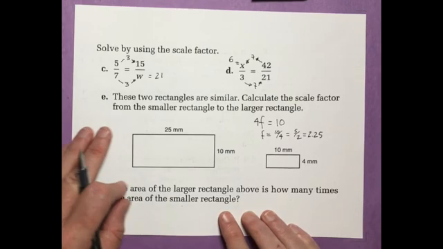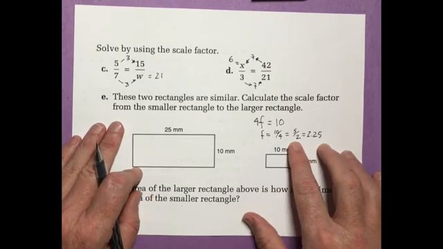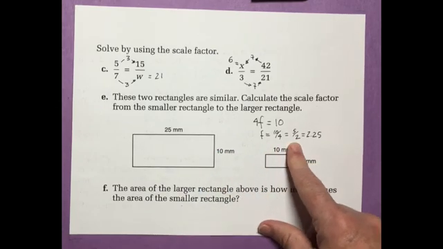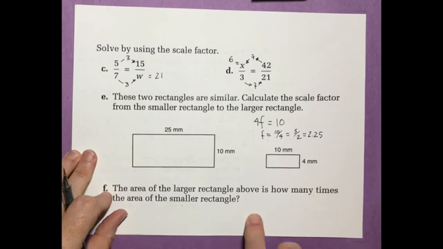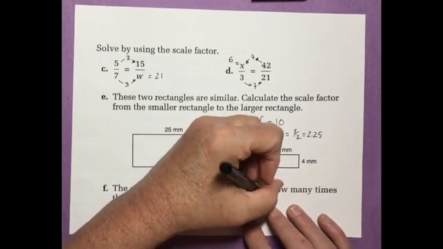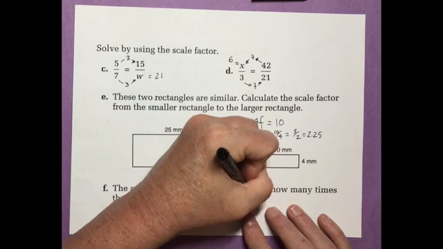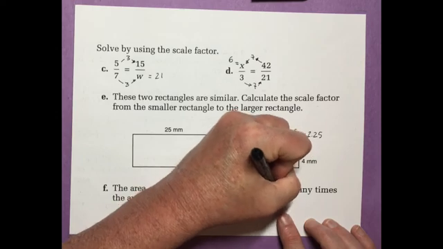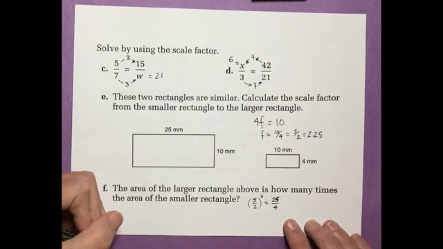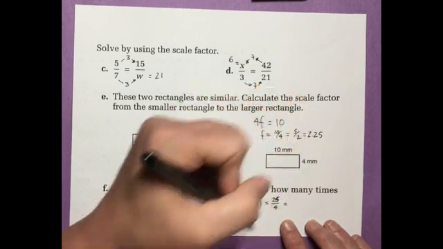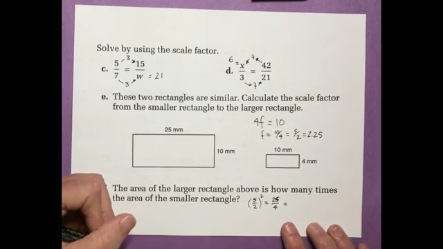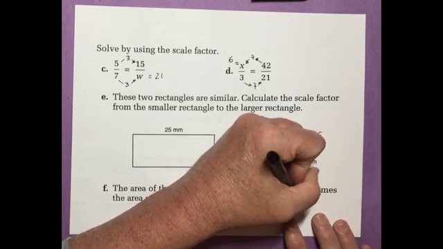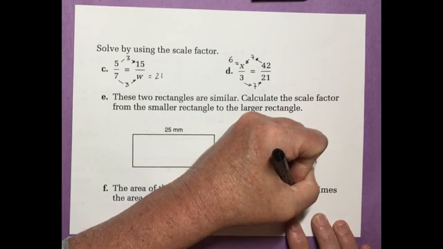Well, we can do this, right? We know that the scale factor for the linear measures is 5 halves. That means the scale factor for the areas of these two must be 5 halves squared, which is 25 fourths, which is, well, 4 goes into 25 4 times with a remainder of 1.